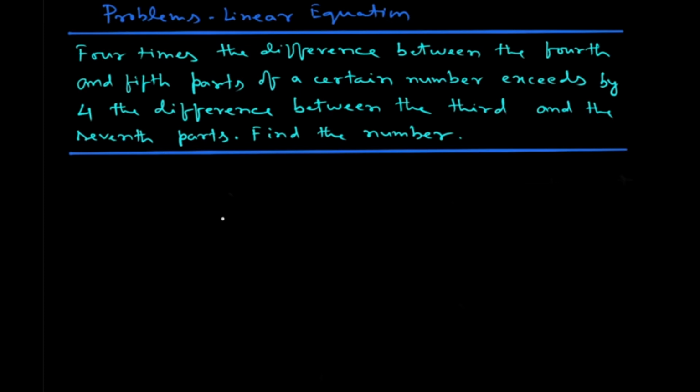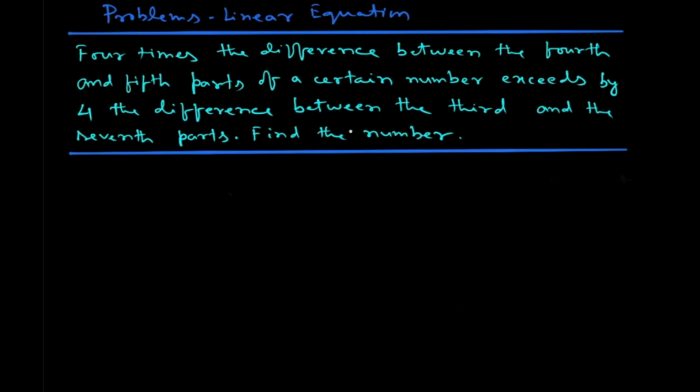Well, we have already solved some problems on linear equations, and today also we will solve some problems. This is our first problem, and you read it carefully and repeatedly until you understand the problem. So let us start. 4 times the difference between the fourth and fifth parts of a certain number exceeds by 4 the difference between the third and the seventh parts. Find the number.